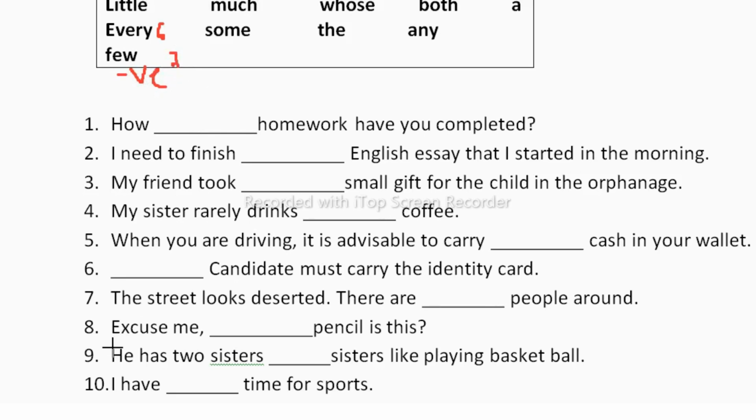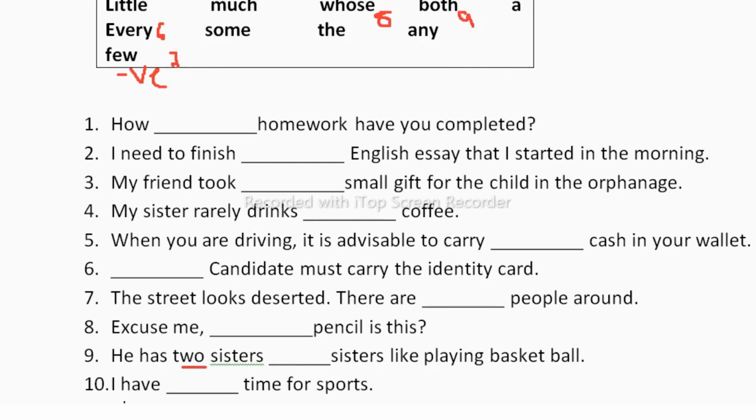Now let's see the eighth one. Excuse me, dash pencil is this. Now here you have to show the position. Whose pencil is this? So the eighth one is this one. Ninth one, he has two sisters. Dash sisters like playing basketball. Here two sisters show two things, and when we are referring to two things we need to use the word both. So both the sisters like playing basketball.